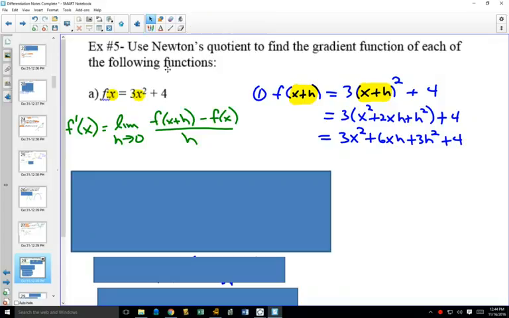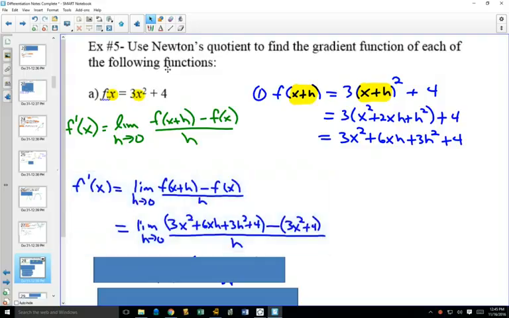Then you're using your order of operations. Square that x plus h first. Distribute the 3. And you get this wonderfully long thing. Then, once you have that, you can go back to your limit formula, and where you had f of x plus h, you're going to write this 3x squared plus 6xh plus 3h squared plus 4. And it's going to look like this.